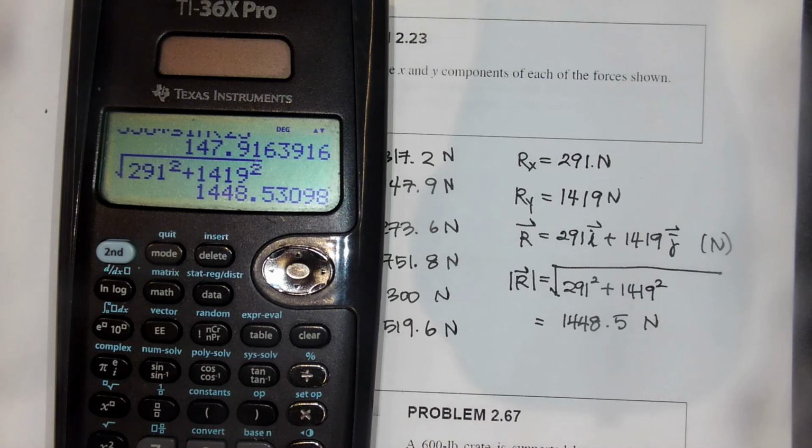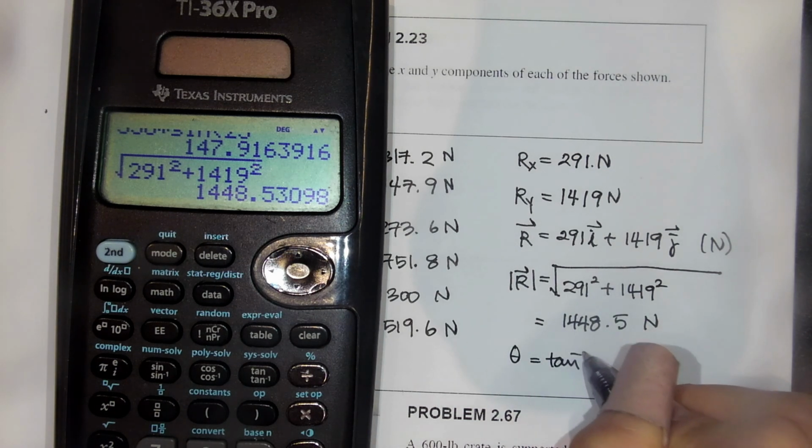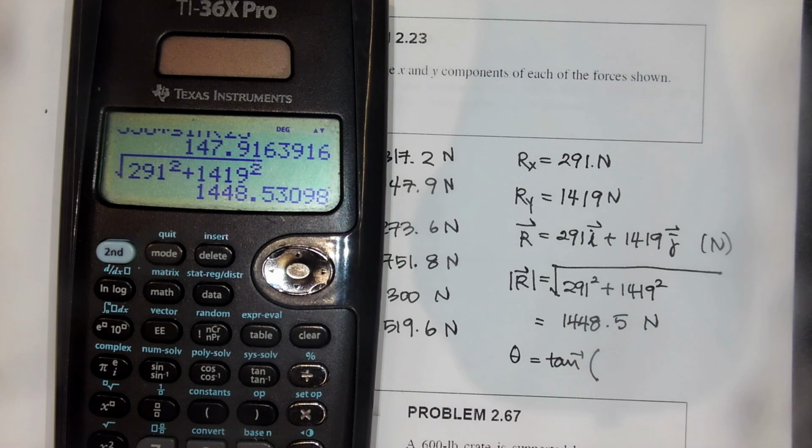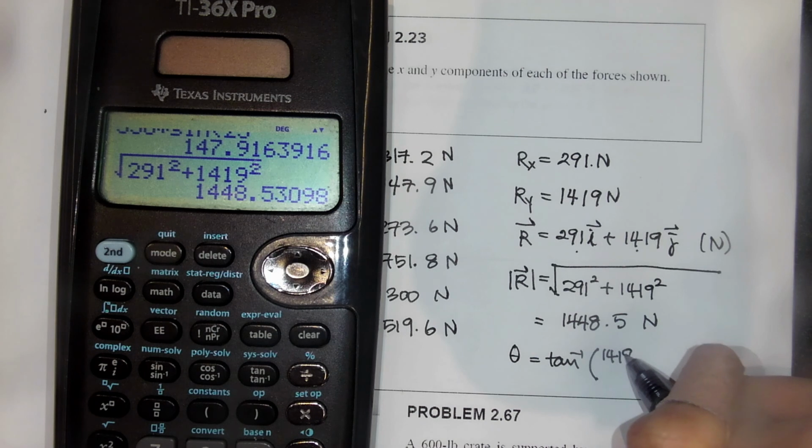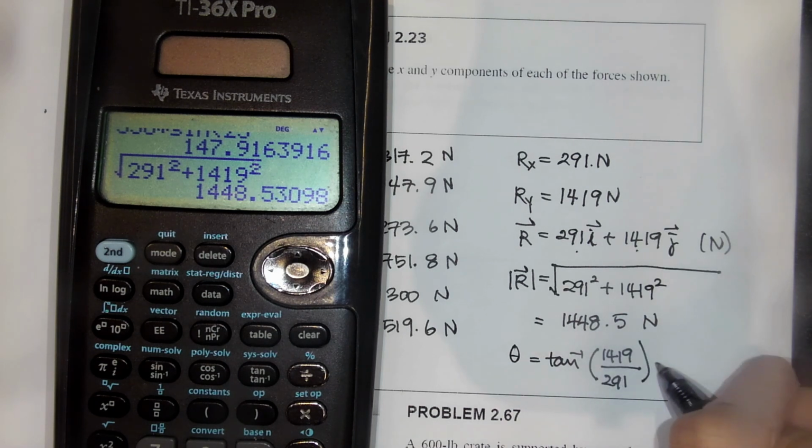Okay. And then the last one, what is theta? We know magnitude, Fx, and Rx, and Ry. So you have freedom to choose inverse cosine, inverse sine, or inverse tangent. If we use inverse tangent, which one over which? Fx over Fy or Fy over Fx? Fy over Fx, right? So 1419 over 291. Interestingly, that is the most common error in midterm 1.